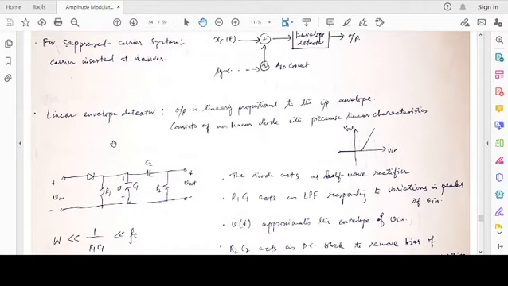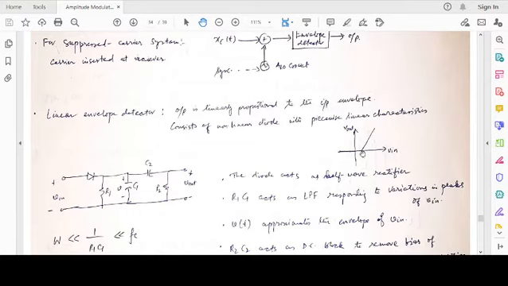Even though the envelope detector consists of a nonlinear device, when we say linear envelope detector, what do we mean? It does not mean that the envelope detector consists of a linear device. That's not possible. Actually, it should consist of a square law nonlinear device, otherwise you cannot extract the envelope. But linear envelope detector means the output is linearly proportional to the input envelope. So it consists of a nonlinear diode with piecewise linear characteristics.